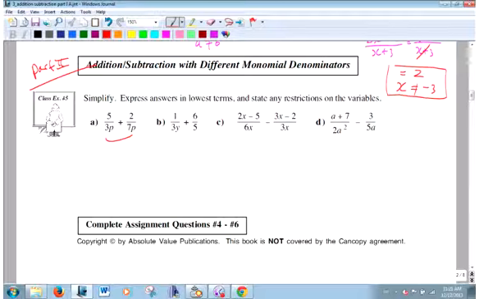Just like yesterday, what do we got to do when we add or subtract fractions? Find the common denominator. What's the common denominator between 3p and 7p? 21p. That's all we need. Okay? We don't need a 21p squared here. But you can do it. You should get the same answer. You just got more simplifying to do.